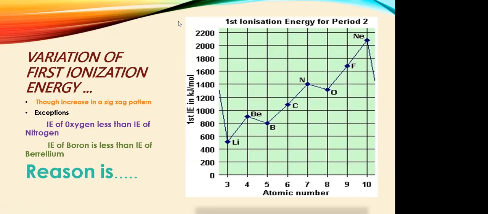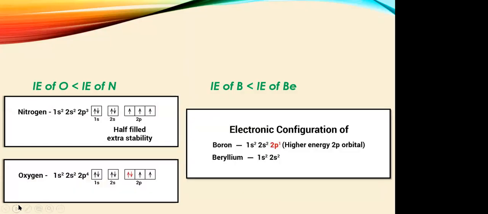Thank you, Upani. When we consider the variation of first ionization energy, though it increases in a zigzag pattern, there are some variations. The graph in the slide shows the ionization energy of oxygen is less than the ionization energy of nitrogen. That's because nitrogen has half-filled orbitals which are extra stabilized. So the energy required to remove an electron from an extra stabilized atom is much greater. That is the reason for the few exceptions in the first ionization energy graph, though it increases in a zigzag pattern.